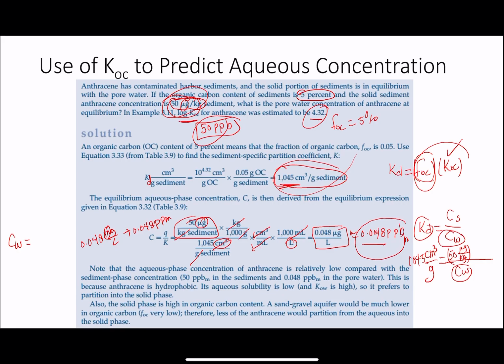Of course, this is because anthracene is hydrophobic. Okay, make a note of it, that most of the organic went to the solid. Nothing stayed in the water, a very small amount. That's why we call anthracene hydrophobic. Its aqueous solubility is very low. It does not love water. KOW here is very high. Okay, if you look at KOW, it is very high. So it will prefer the solid phase. It does not like the water phase.